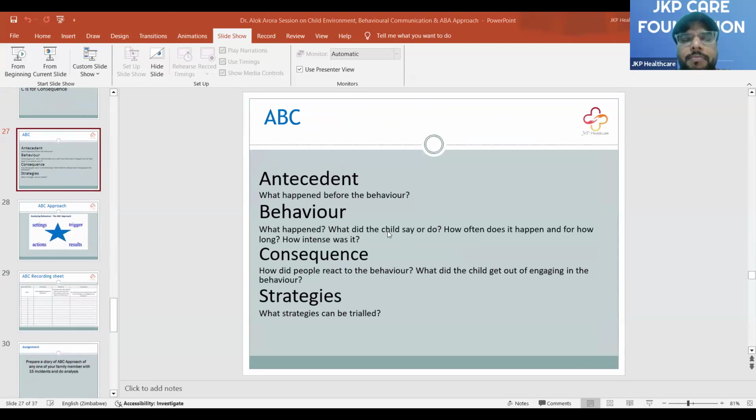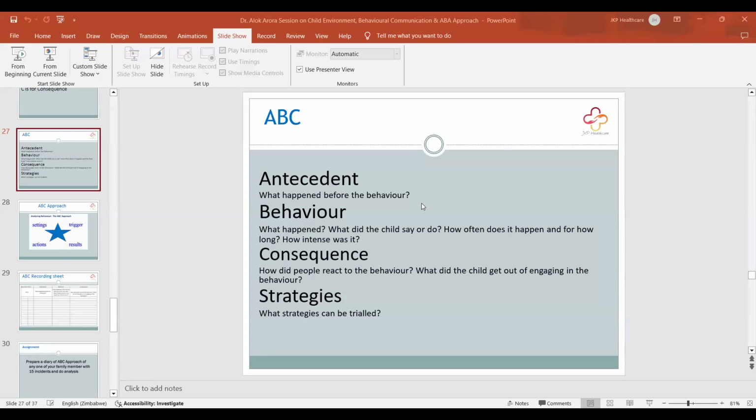Sir, can you please explain more in English? Sure, I'll be using both. So now we know antecedent, behavior, consequence. Now, what are the strategies that can be tried, that we have been discussing? Excuse me, sir, I have left a question. There is a question in the chat box. Can you please check? I have missed it.